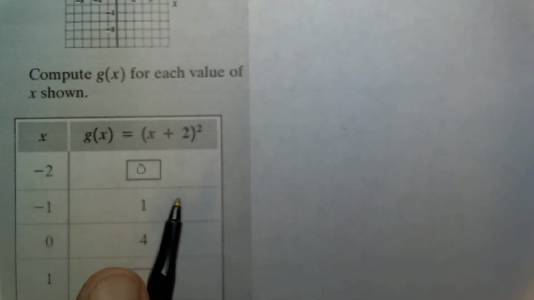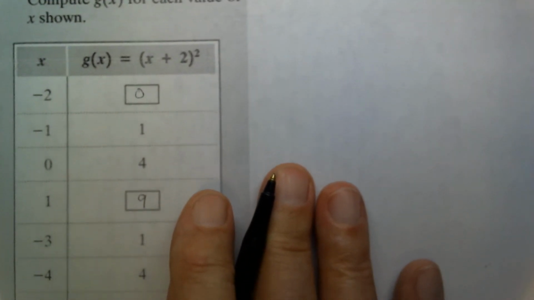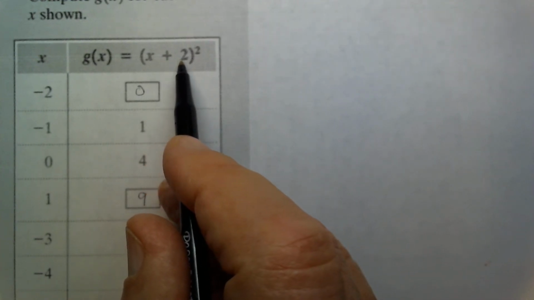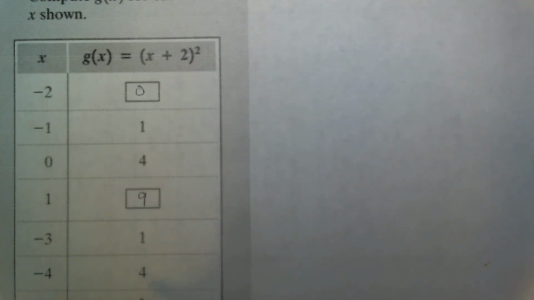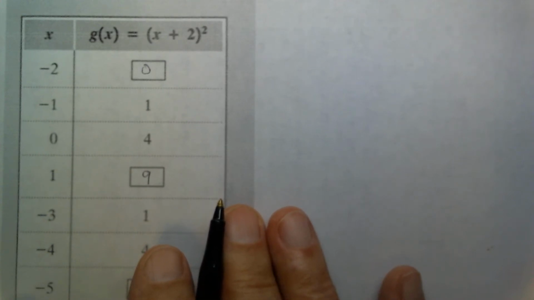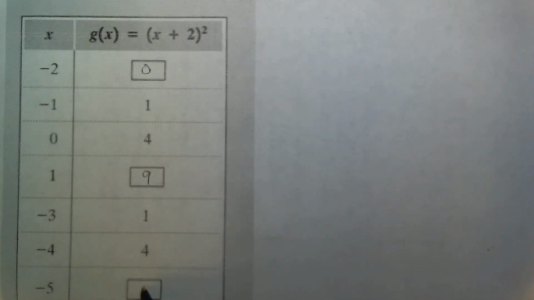And when x equals 1, 1 plus 2 is 3, and 3 squared is 9. When x equals -3, then -3 plus 2 is -1, and -1 squared is 1. And when x is equal to -4, then -4 plus 2 is -2, and -2 squared is 4. And when x is equal to -5, then -5 plus 2 is -3, and -3 squared is 9.